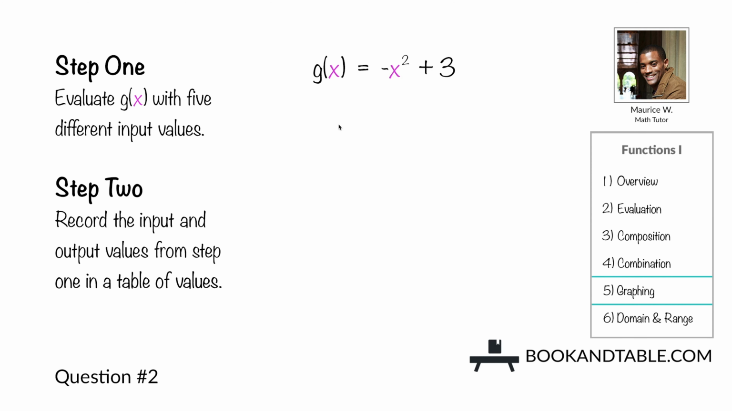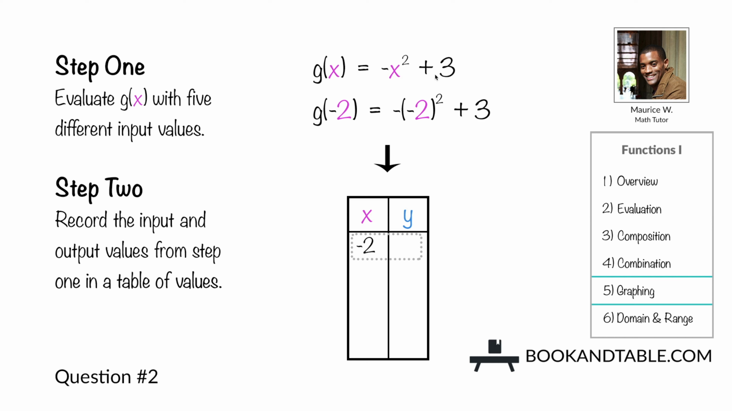We were given g of x is equal to negative x squared plus 3. So step 1, evaluate g of x with 5 different input values. And then step 2, record the input and output values from step 1 in a table of values. When we do this, we get g of negative 2 is equal to negative 1 times negative 2 squared, which would be negative 4. Negative 4 plus 3 is equal to negative 1. So our input value is negative 2, and our output value is negative 1.